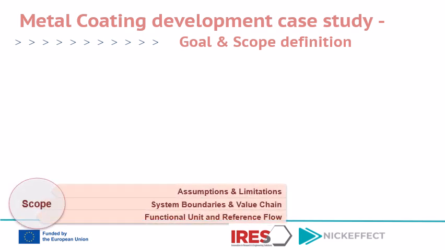Besides the goal, we also need to define the scope. So the scope should include the assumptions and limitations we have identified for this study, the system boundaries and the value chain of the material we are investigating, and the functional unit and reference flow.